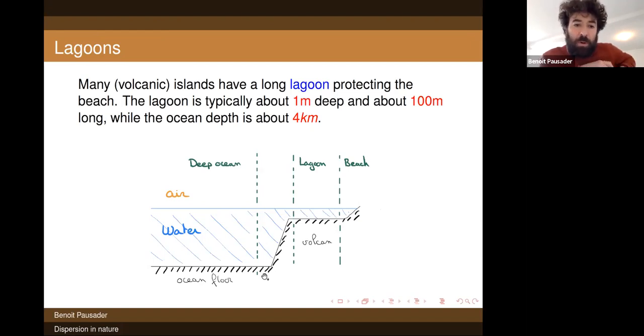And why is it so important? Well, this picture is not up to scale. The lagoon is typically 80 centimeters to 1 meter deep.